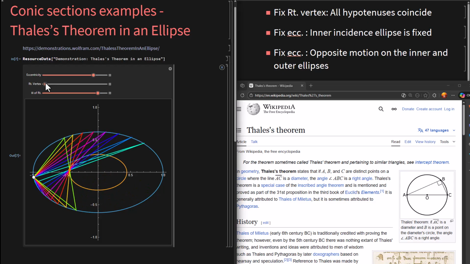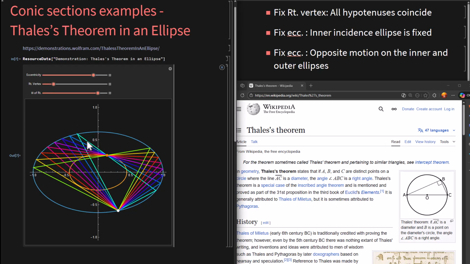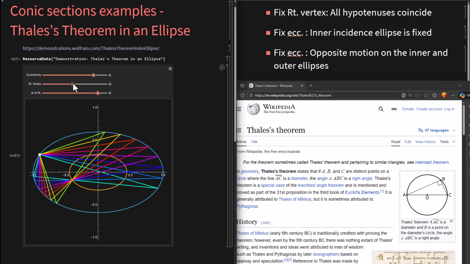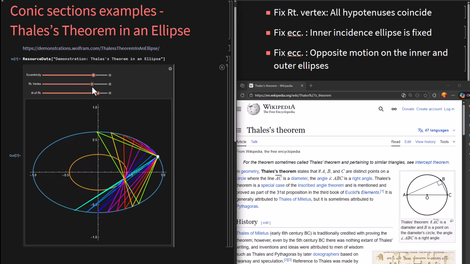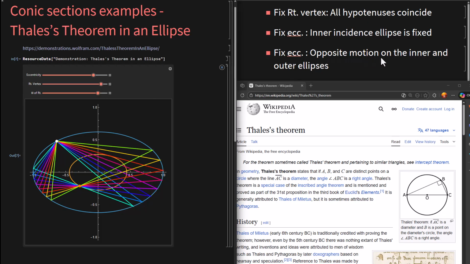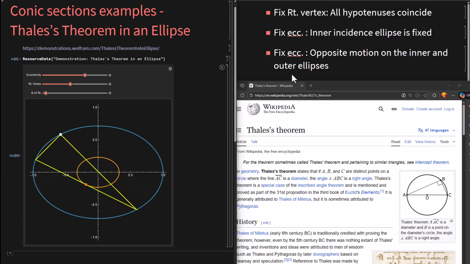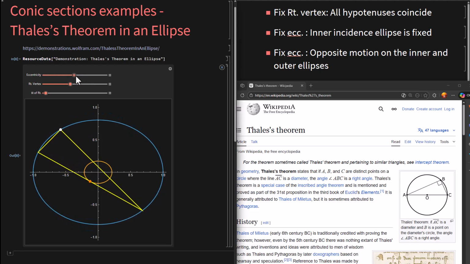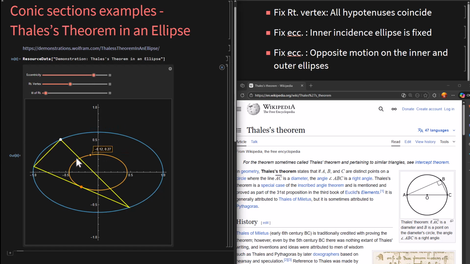And the third one: we can see that as the point outside travels counterclockwise, the point inside travels clockwise. So we have opposite motion on the inner and outer ellipses. This is very interesting. The fourth observation, which I did not list here, is that if you change the eccentricity of the outer ellipse, the inner one changes as well.